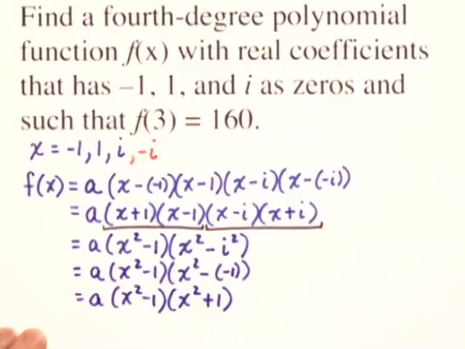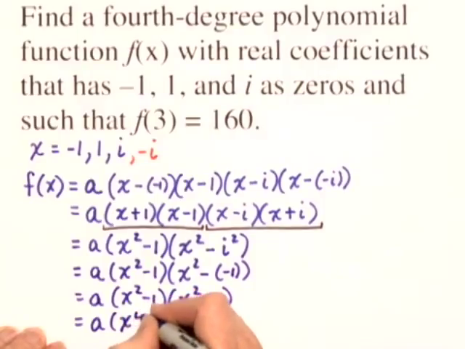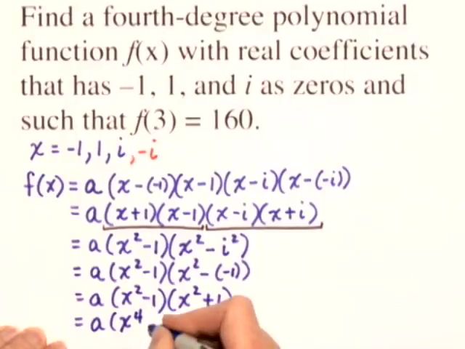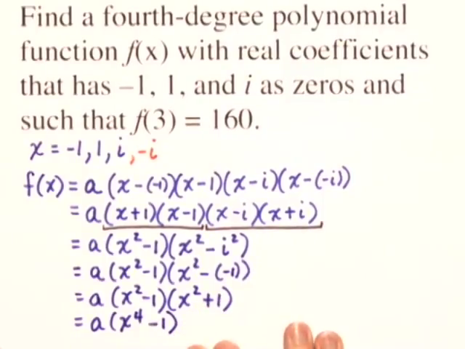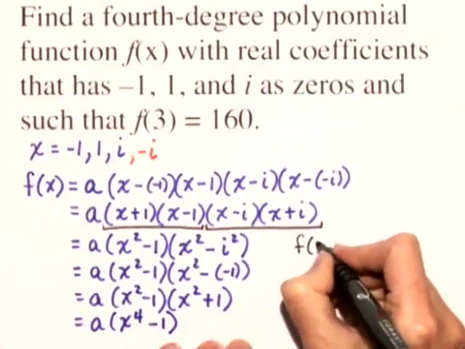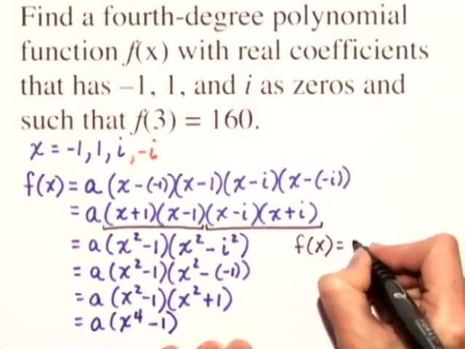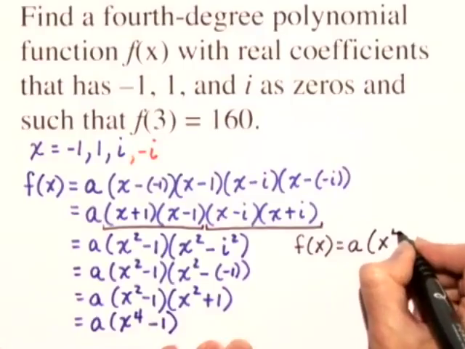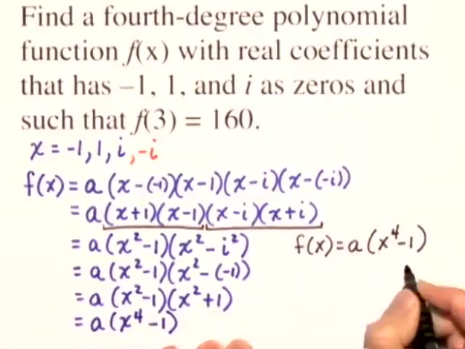And we can multiply that out, and we'll get a times the quantity x to the fourth. Notice again my outside terms are plus x squared, my inside terms are minus x squared, so they add to 0, and my last two terms are minus 1. So we have a polynomial. It is f of x is equal to a times the quantity x to the fourth minus 1.